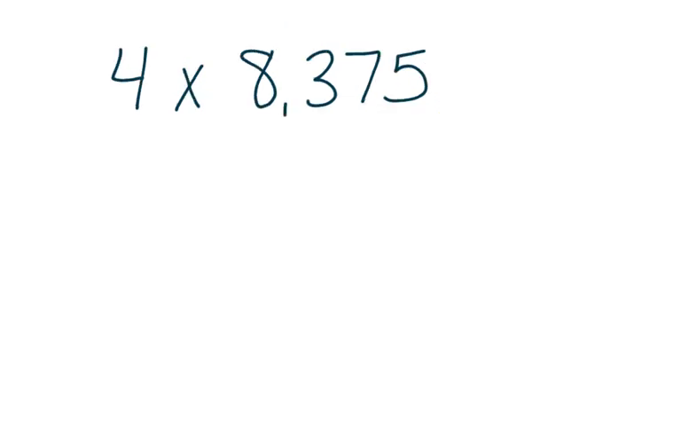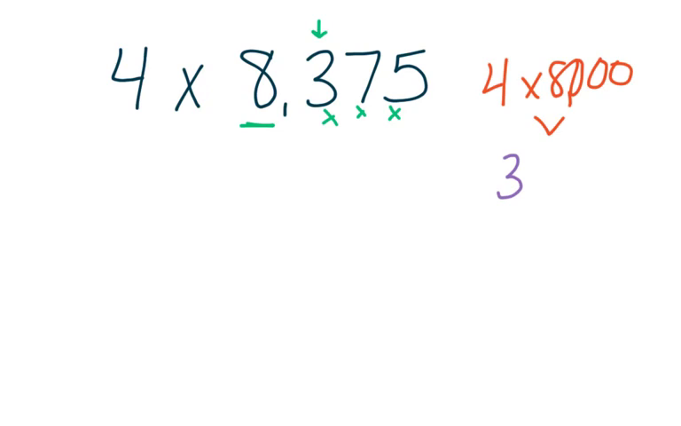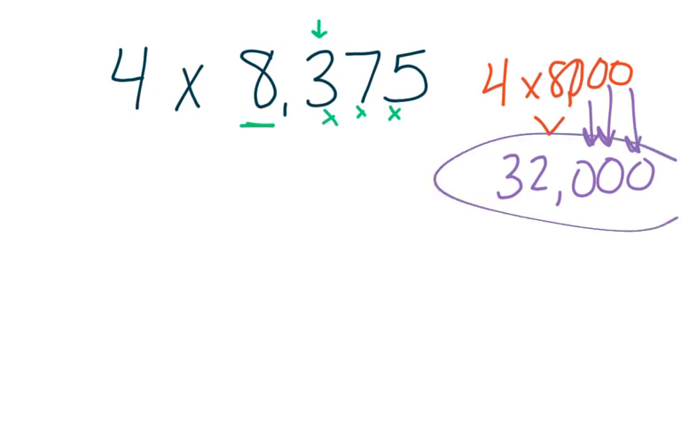All right, go ahead and try this next one. 4 times 8,375. Round to your thousands place and find the estimated product. When I round this number to my thousands place, my 3 is 4 or less, so I ignore, and my problem is going to be 4 times 8,000. When I multiply 4 times 8,000, my estimated product is 32,000. I bring all 3 zeros down.